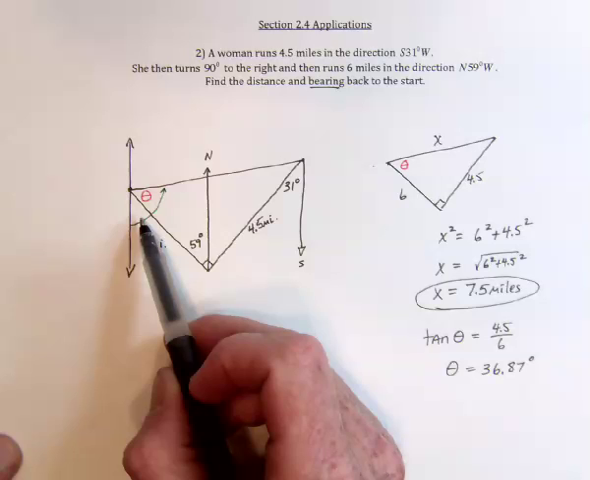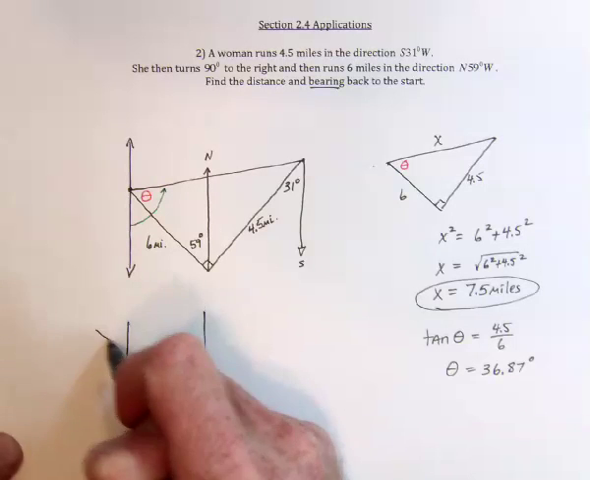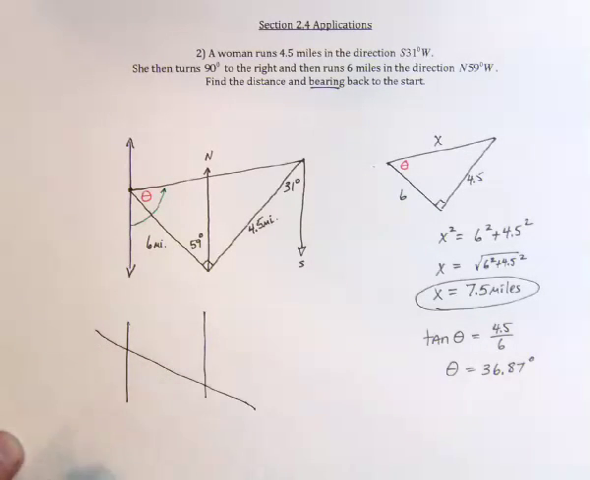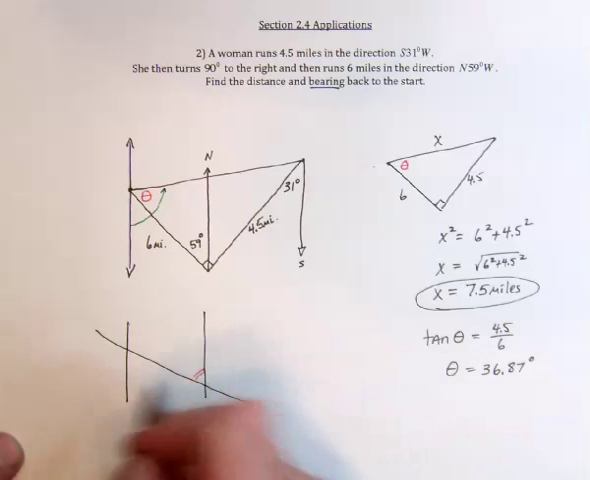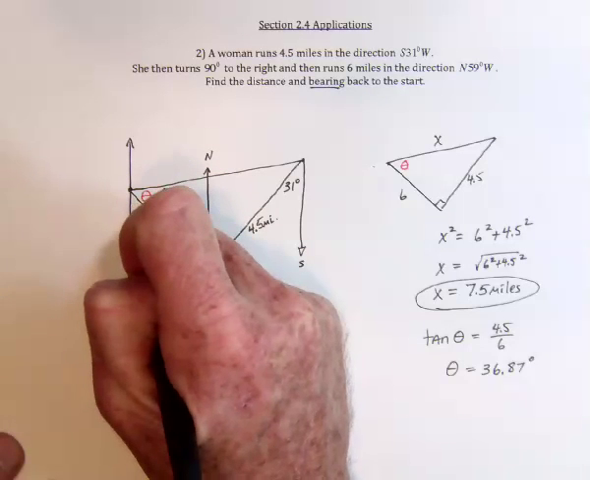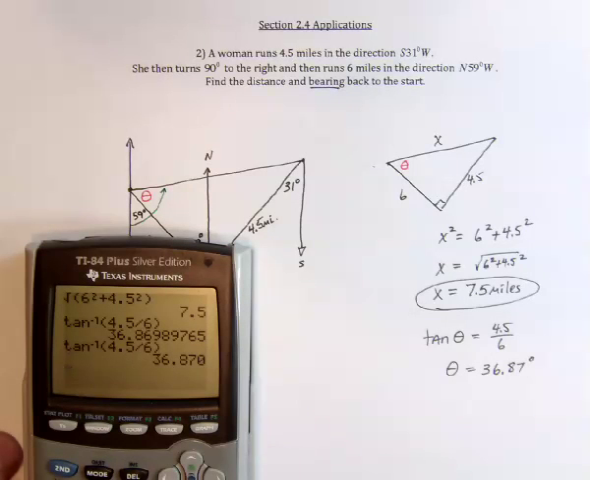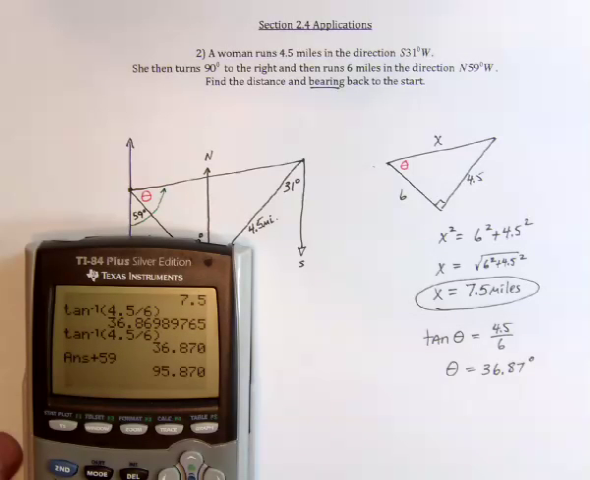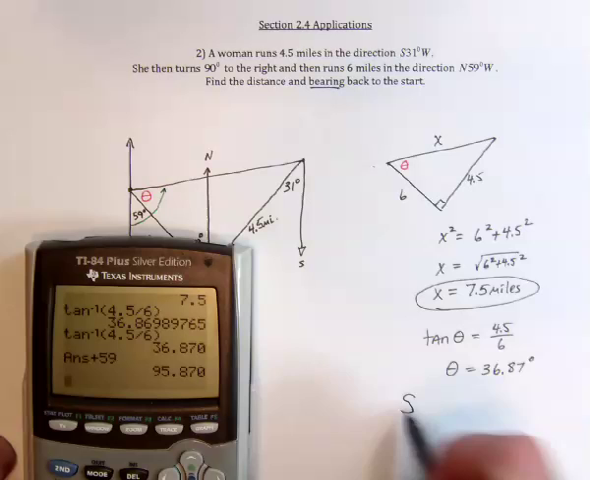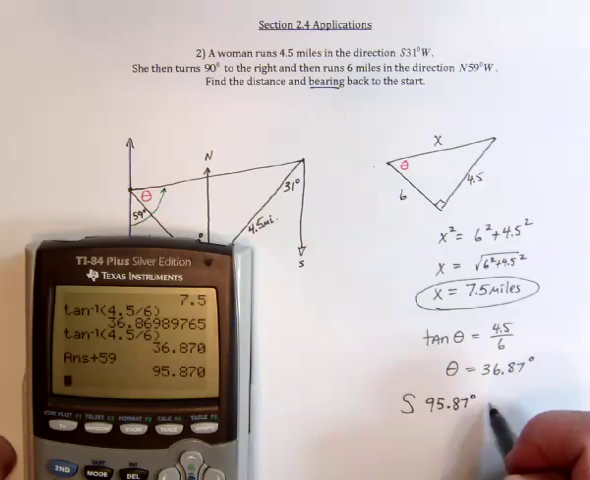And this part right here is actually 59 degrees, because when you have two parallel lines and what's called a transversal, then alternate interior angles, like this one right here and this one right here, are going to be the same size, or congruent. So that means that as you cross this transversal, this has to be 59 degrees in here. So then finally for the bearing back to the start, we would take the answer we got and add 59 degrees. And so from the south, she should go 95.87 degrees towards the east.